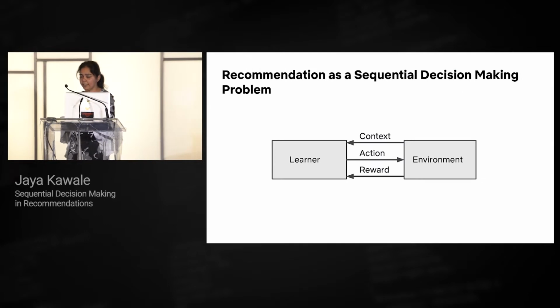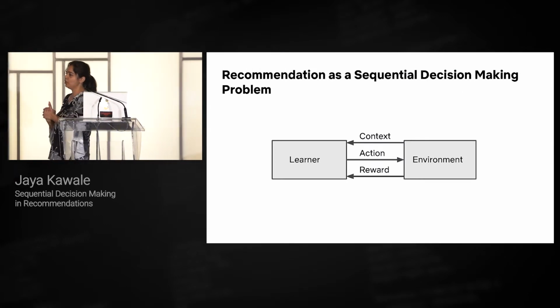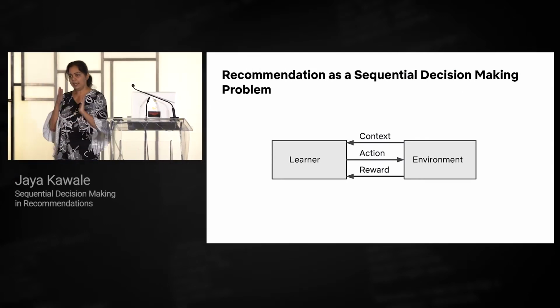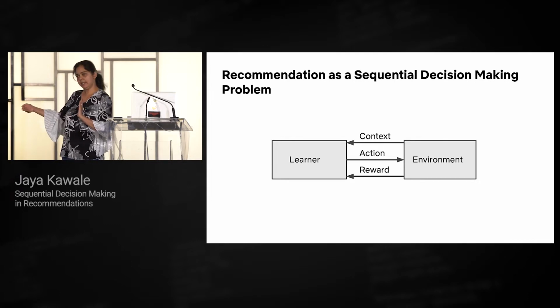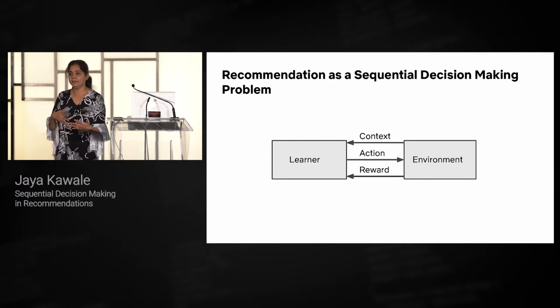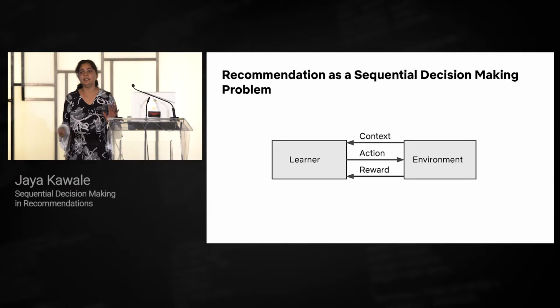So the general setting of a sequential decision-making algorithm is like this. We have a learner which interacts with the environment. So the environment provides the context and presents it to the learner. The learner selects the action that the user would be interested in and presents it back to the environment. The environment then generates the reward and presents it to the learner. And this is how the learning continues.